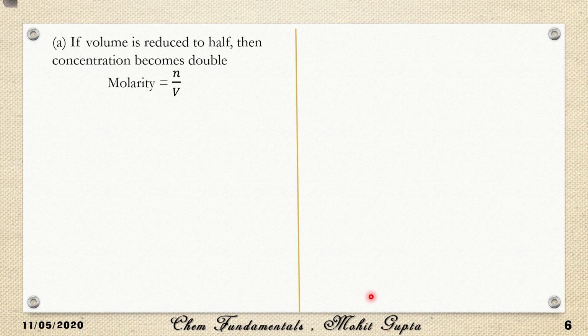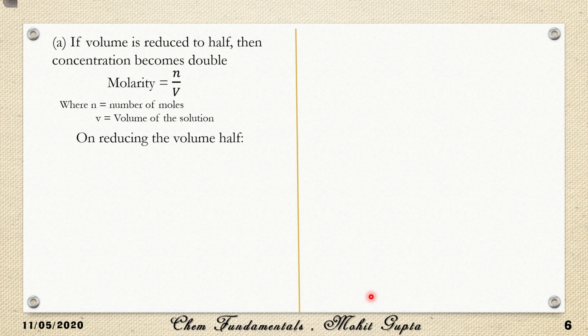Molarity, as we already know, is the number of moles dissolved in 1 liter of solution, which is equal to n by V, where n is the number of moles and V is the volume of the solution. Now on reducing the volume to half, the new volume will be V by 2. On substituting in the formula of molarity, we get n divided by V by 2, which is equal to 2n by V. The n by V is already the molarity M, so we can write it as 2M. Now the concentrations of both reactant and product become twice.